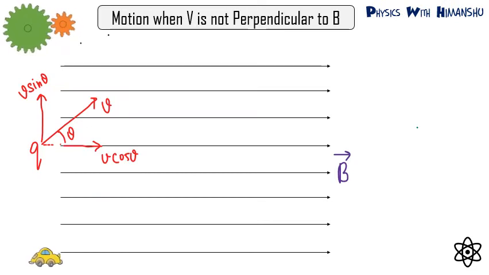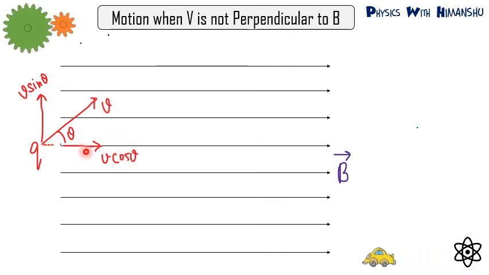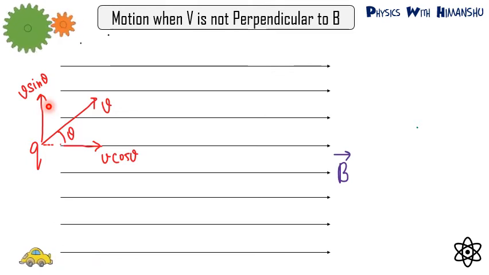So suppose that V and B are not perpendicular to each other. Suppose between V and B there is an angle theta. So this is velocity and this is magnetic field, and there is angle theta between them. So this velocity will have two components now. V cos theta, that will be parallel to the magnetic field, and V sin theta, that will be perpendicular to the magnetic field. Now we already know that if velocity is perpendicular to magnetic field, then it will result in a circular motion. So in this case, there will be circular motion due to V sin theta and the particle will move forward due to V cos theta.